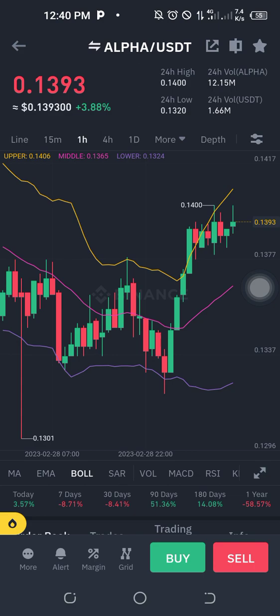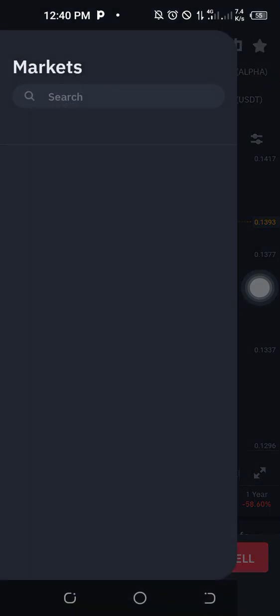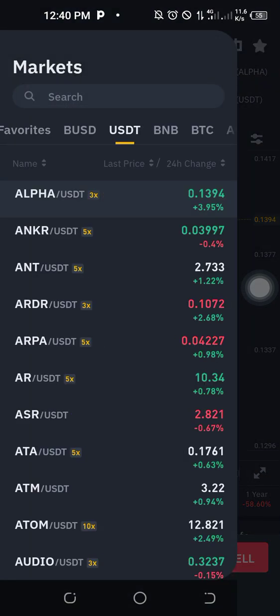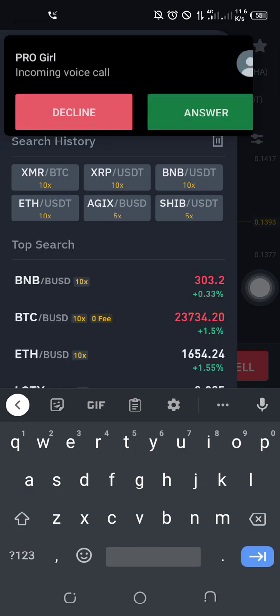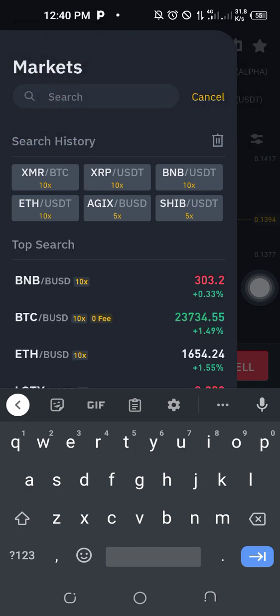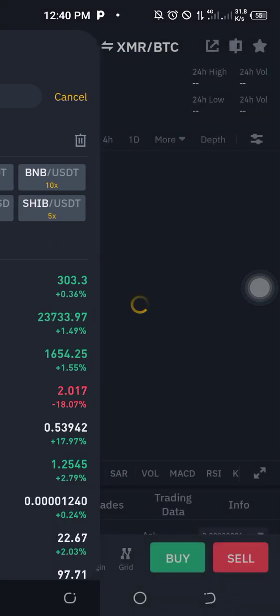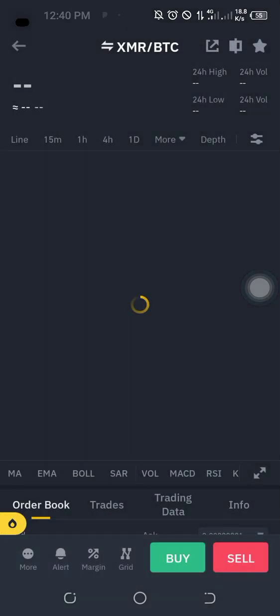So not to waste our time, let me just go back to the other coin and then let's just trade that straight away. Let's see this one.